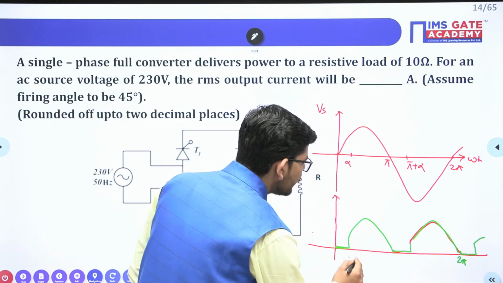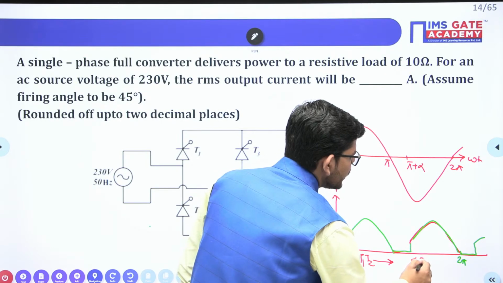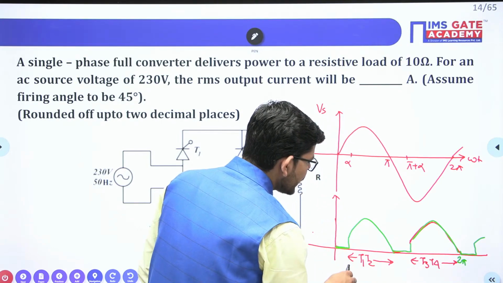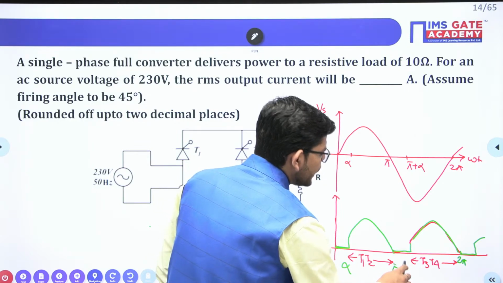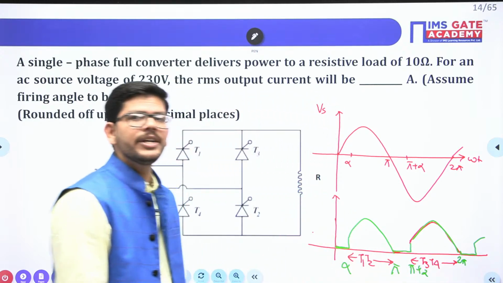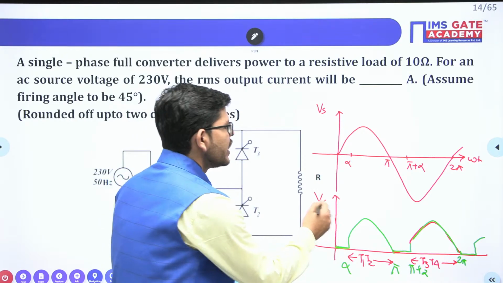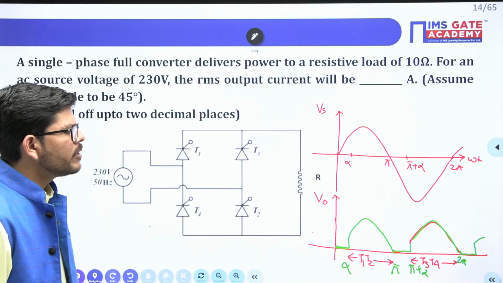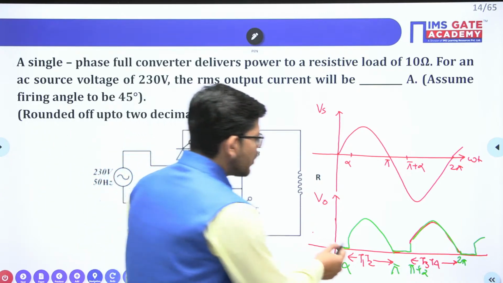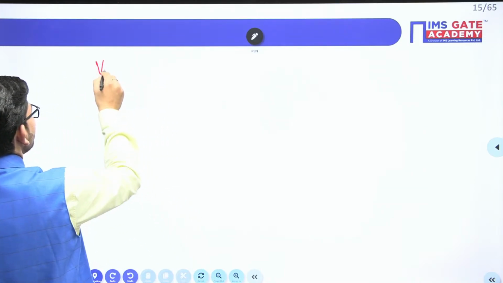So here we have T1, T2 conducting, and here we have T3, T4 conducting. T1 and T2 are conducting from alpha to pi, and from pi plus alpha to 2 pi we have T3, T4 conducting. If you look into the output voltage waveform, it is periodic with a period of pi, where we get an output pulse from alpha to pi. So how do you write the output voltage RMS value expression?